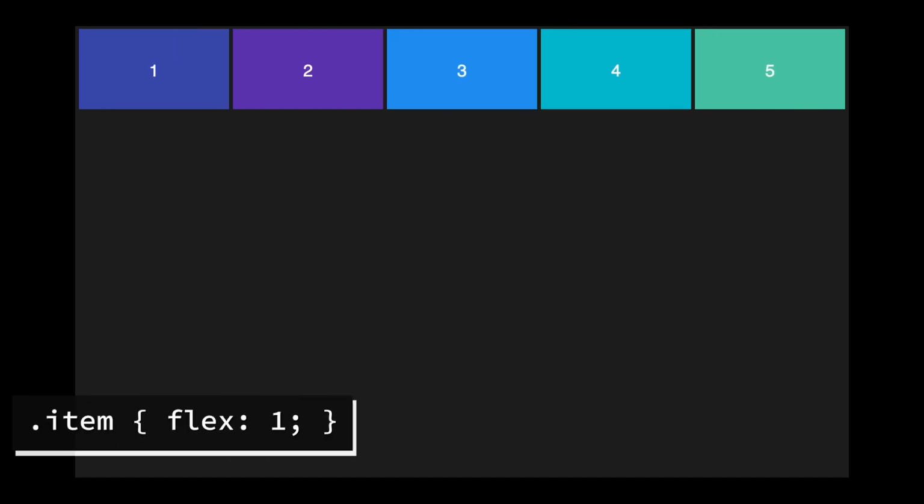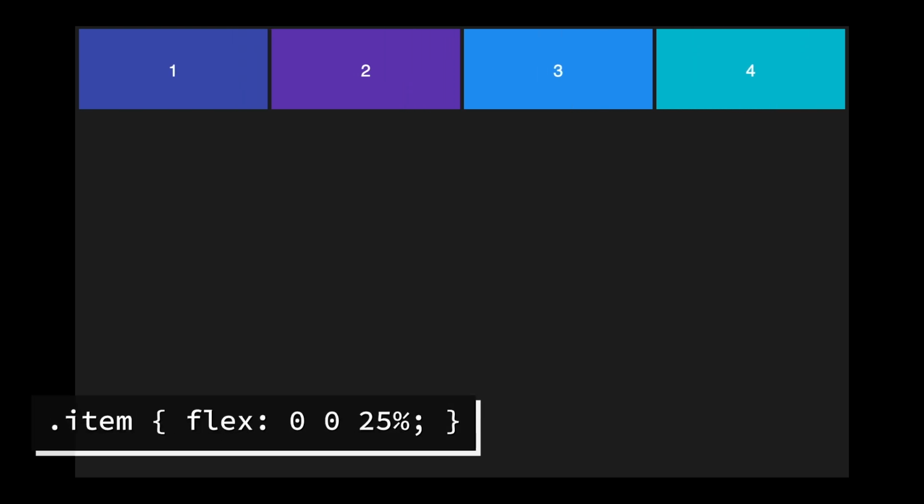An easy way to distribute space evenly is to simply type flex 1. You can also determine the width of each element as a percentage of the container like this. Flex 0 0 25%. The first 0 stands for flex grow, the second 0 stands for flex shrink, and the 25% stands for flex basis.